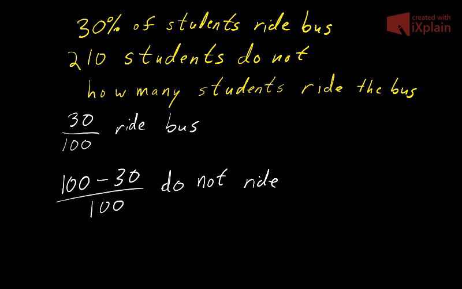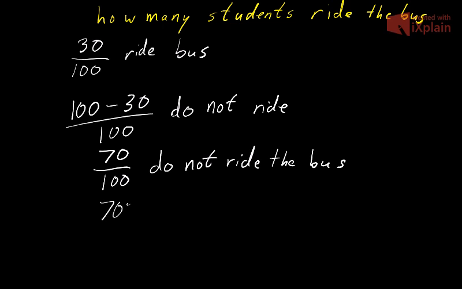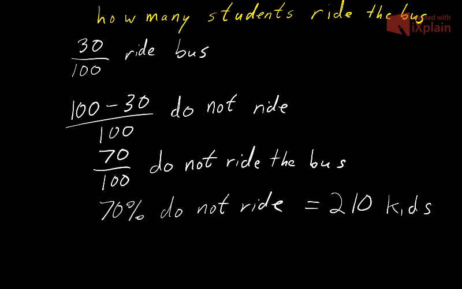And I want to think about this conceptually a little bit for a second. If we have 100 kids and 30 of them do ride the bus, then all the ones that aren't in that 30 don't ride the bus. So to find that, we're going to do 100 minus 30, which is 70 out of 100 that do not ride the bus. So now we know that 70% of the kids, 70 out of 100 is 70%, do not ride it. And that 70% is equal to 210 kids from our problem. So 70% is the same as 210 kids.